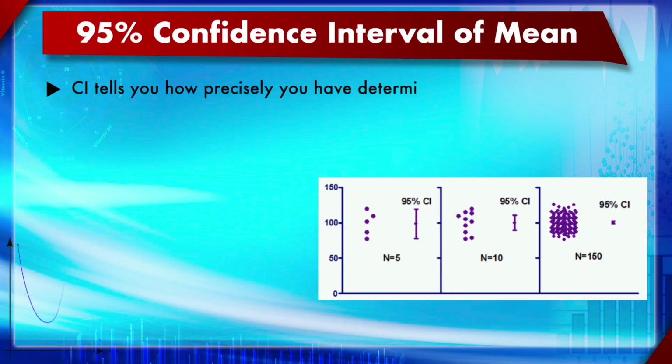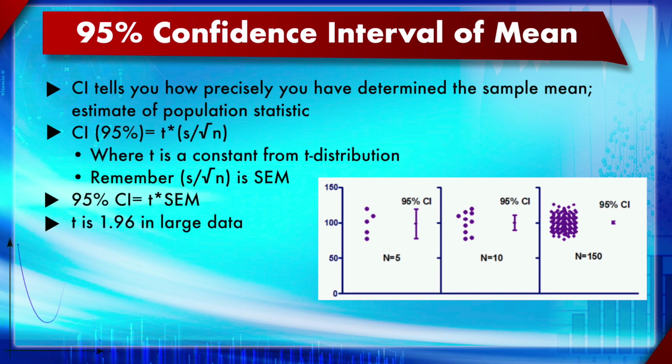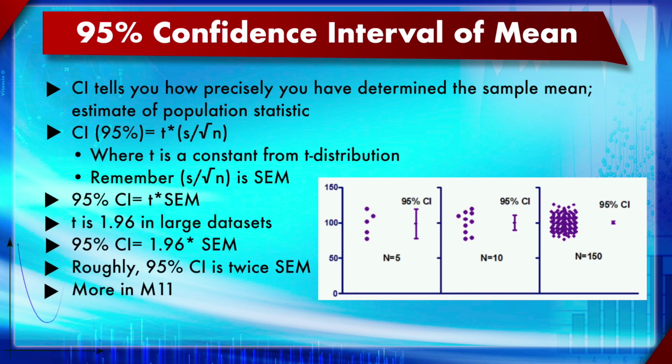Coming next is the 95% confidence interval of the mean. It tells you how precisely you have determined the sample mean in comparison with the true population mean. That precision is what is captured in the 95% CI. As you can see in this diagram, as you increase the sample size and have a lot of data, the confidence interval gradually gets reduced. If you have a giant data set of millions of samples, the confidence interval is going to be very low. Naturally, the confidence in the data is much higher if you have a large data set.